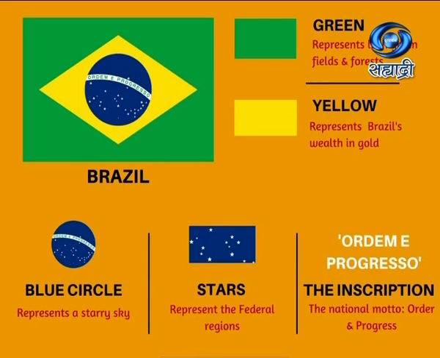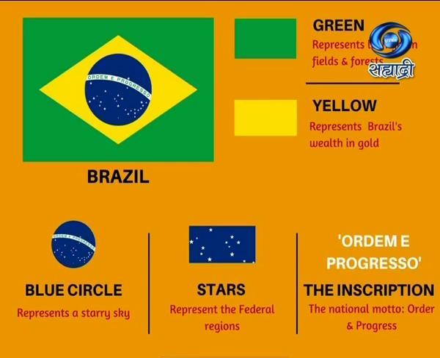First of all, the green color represents the lush green fields and forest. As you know, the Amazon forest, the largest forest in the world, is a part of Brazil. So the green color stands for that. What about the yellow color? The yellow color represents Brazil's mineral wealth. You know that wealth in gold. Gold is found in Brazil, and that is the reason that the kite-shaped yellow color stands for the country's mineral wealth.